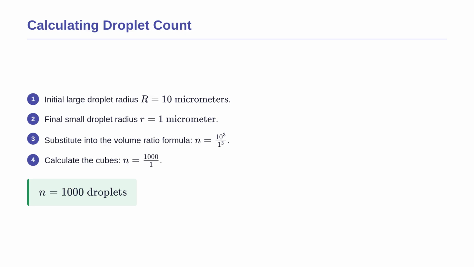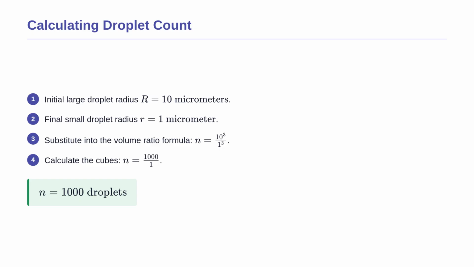Let us apply this droplet count formula to a real biological scenario. Imagine a single large fat droplet sitting in the intestine with an initial radius of 10 micrometers. The liver secretes bile salts that shatter it into uniform droplets, each with a tiny radius of 1 micrometer. We want to calculate exactly how many small droplets are formed. We choose our volume ratio formula because it directly connects the initial and final radii to the droplet count.